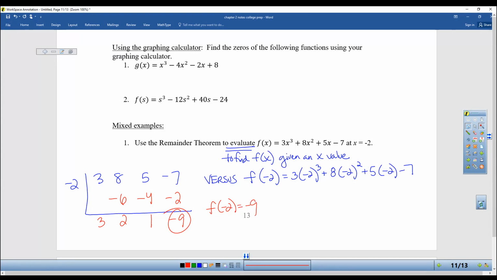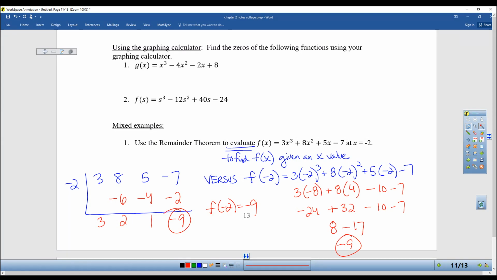Would I have gotten the same answer doing it the other way? Yes. 3 times -8 plus 8 times +4 minus 10 minus 7, -24 plus 32 minus 10 minus 7. So these two give us 8 minus 17, -9. It's the exact same answer.